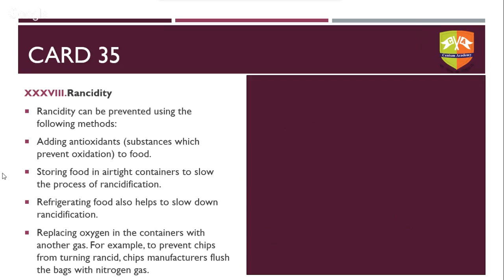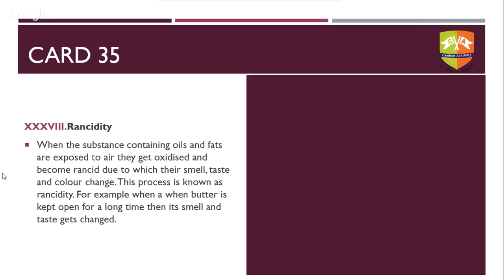And the last one is to replace oxygen in the containers with another gas. For example, you can use nitrogen gas. Any inert gas would be sufficient, but technically using directly inert gases is not really feasible. So therefore, nitrogen is the best one, which is quite inert and can be used in multiple usages, and can help us in storing these substances for a very long time. So these are the different ways, 4 different ways, as to how you really avoid rancidity.